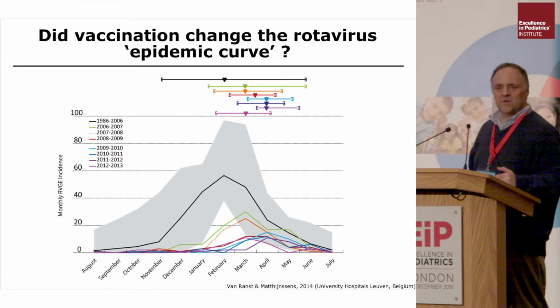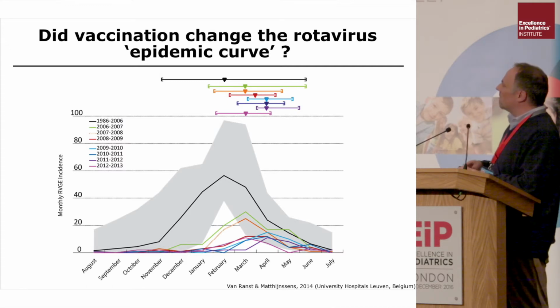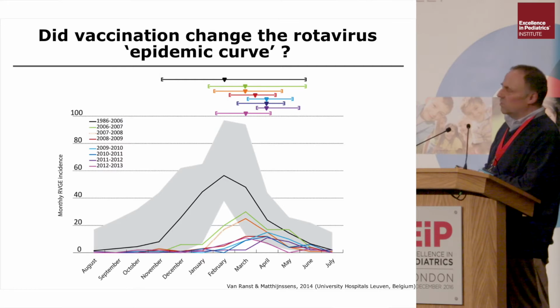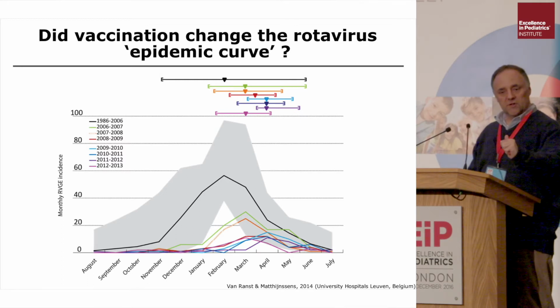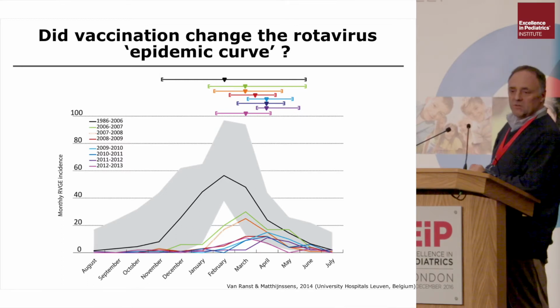seasonality of rotaviruses has changed. What you see here in gray is the epidemic curve of rotaviruses between 1986 and 2006. And as you can see, it reaches a peak in January, February. The black line, I'm sorry, but the pointer doesn't work anymore, but the black line is the average rotavirus season. When you look at the colored lines, you can see that after rotavirus vaccines were introduced, the epidemic shifted. It went down, and it was shifted towards the later months.